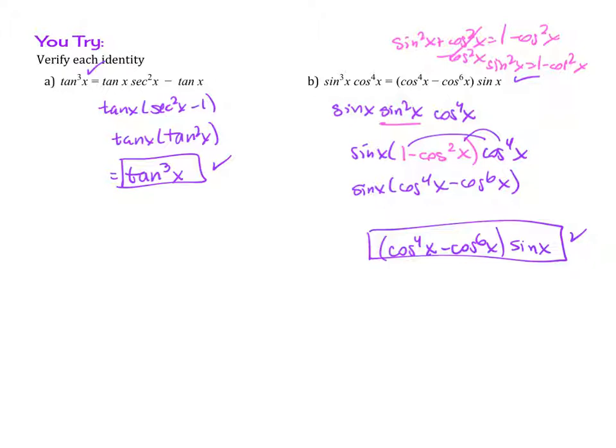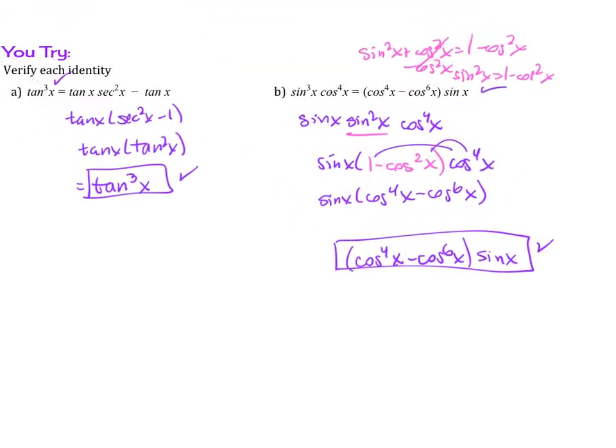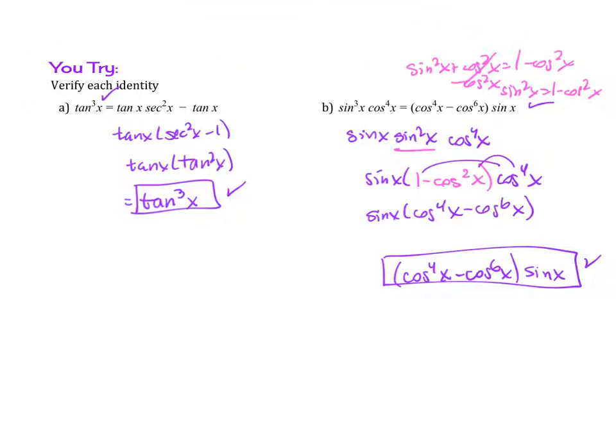Okay, if you tried this out, on the left, that's very similar to the one above. So I worked on the right side first, I factored out a tangent of x, and I have a secant squared of x minus 1. That changes to a tangent squared of x, and so you see that it becomes a tangent cubed of x.